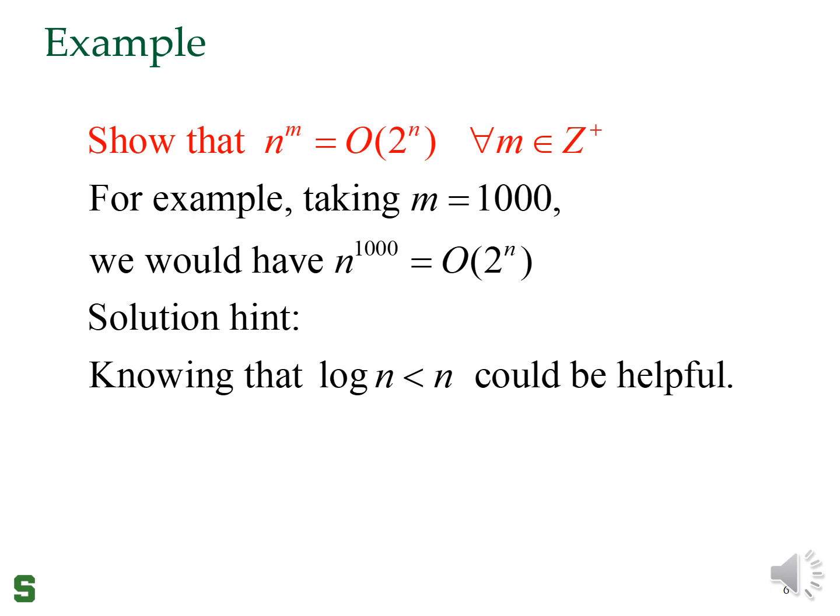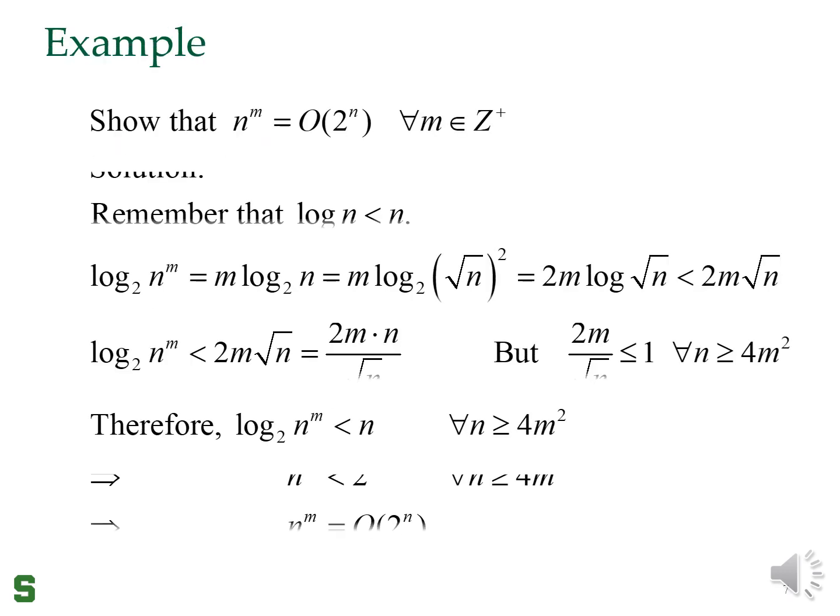Our next example is to show that n to the power m is big O of 2 to the power n, where m is any integer. So in other words, n squared is big O of 2 to the power n, n to the power 1000 is a big O of 2 to the power n, and so on. Once again, knowing log n is less than n would be useful to do this. Here is the proof.